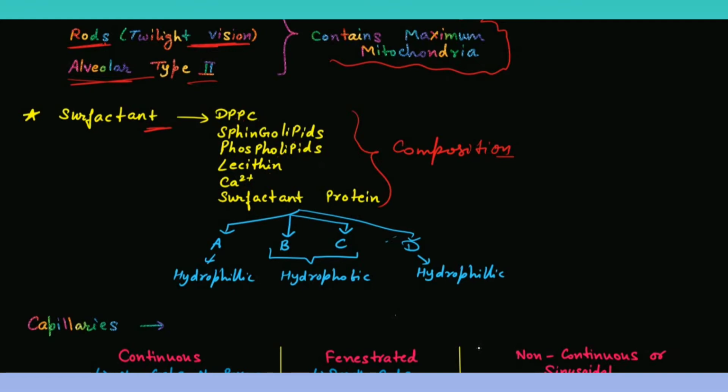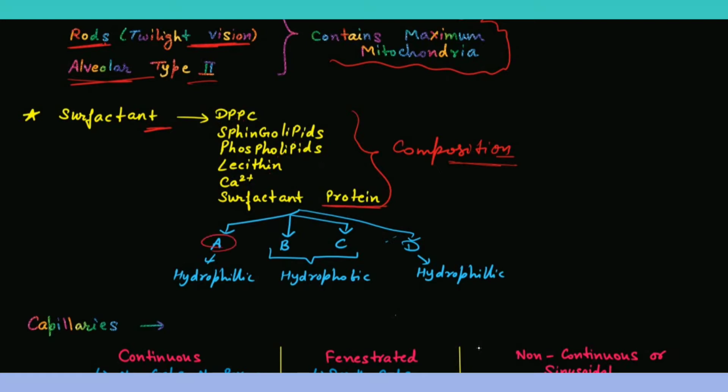So these are the surfactant compositions. Anything that you need to cram, just go through it like a song: DPPC, sphingolipid, phospholipid, lecithin. Okay.